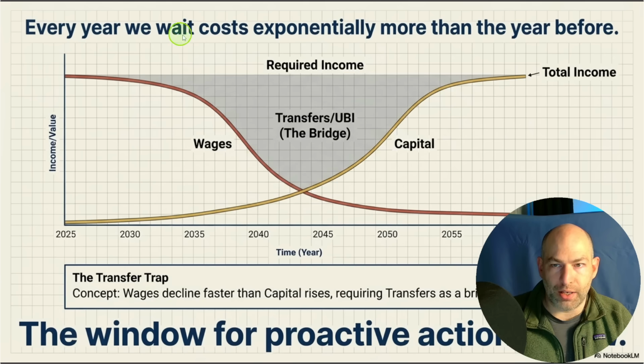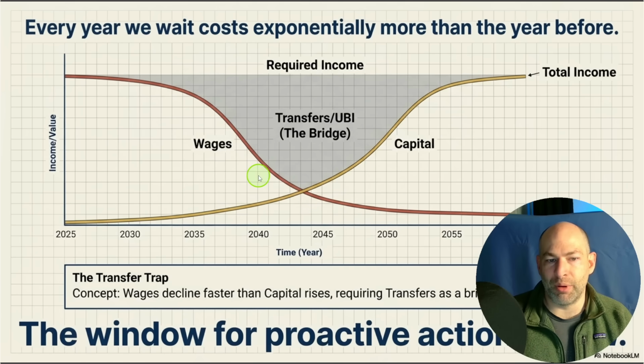So every year we wait costs exponentially more than the year before. This is the chasm that we need to cross. So capital will take many years to ramp up, whether it is household capital or sovereign capital or that sort of thing. Wages, however, are going to fall off a cliff before then, meaning we have this entire gap, this grayed out area that we need to fill. And backfilling that can only be done with transfers, because remember, there's three sources of household income: wages, capital, and transfers. So wages are going to be going away. That's just, yes, we could pass laws to ban AI usage and just keep people doing bullshit jobs for the sake of doing bullshit jobs.